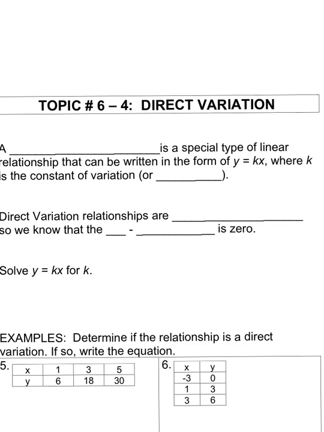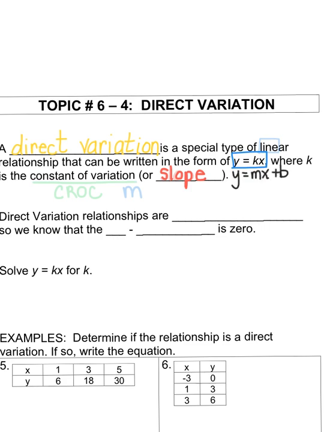A direct variation is a special type of linear relationship that can be written in the form y equals kx, where k is the constant of variation or the slope. That slope has changed its name again. Instead of y equals mx plus b, when there is no y-intercept or b, we write the slope as a k. Direct variation relationships are proportional, so we know that the y-intercept is 0. In other words, this line goes through the origin.